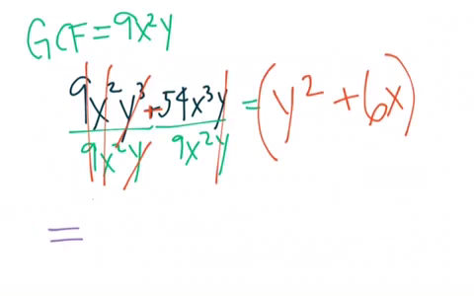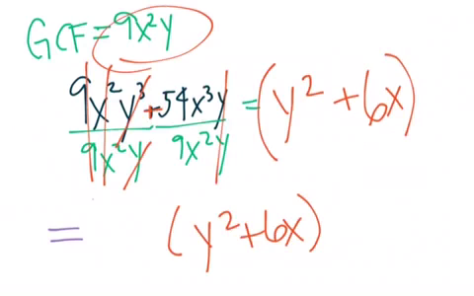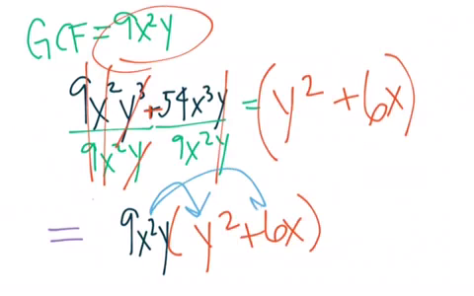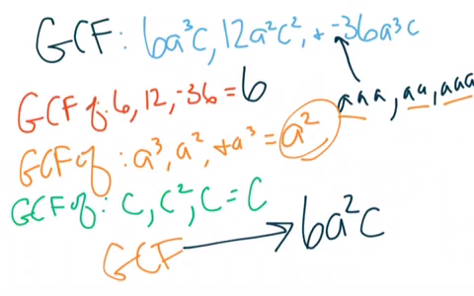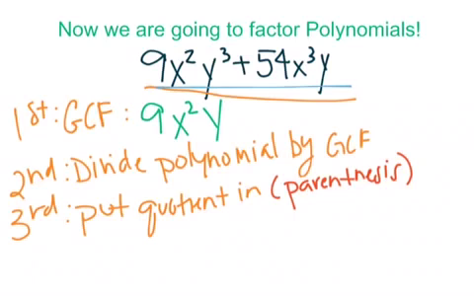We're going to put our quotient in parentheses, just like this. We can't forget about our greatest common factor. So we put our greatest common factor right on the outside of the parentheses, just like that. To check your work, all you would do is distribute this term to each term, and you would get this original product.